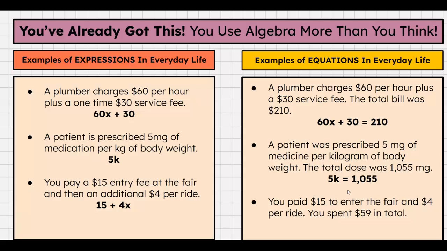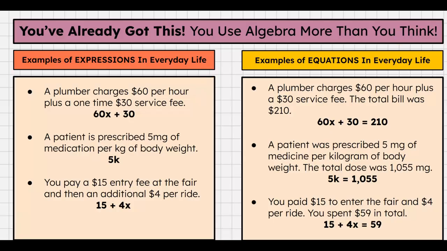Last example, you paid $15 to enter the fair and $4 per ride. You spent $59 in total. If we were to write an equation to represent this situation, we would have 15 plus 4x equals 59, where 15 represents the entry fee, and the 4 represents the $4 per unknown amount of rides, but we do know we spent a total of 59. Because we now have this equal sign and a total, we could solve this equation to find out how many rides we went on.